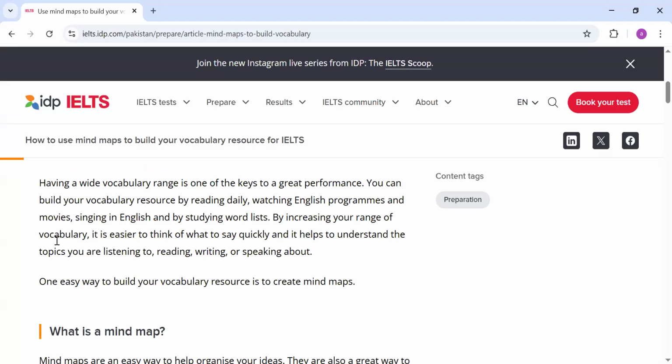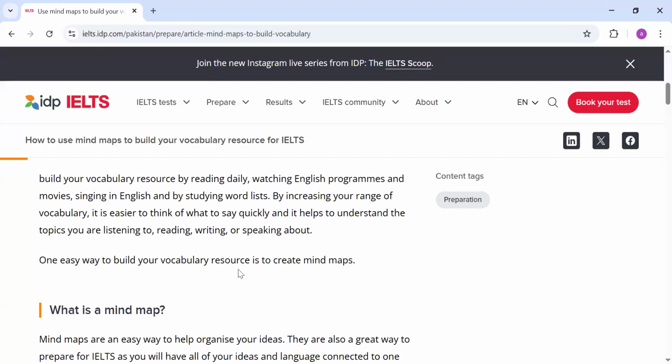By increasing your range of vocabulary, it is easier to think of words to say quickly, and it helps us to understand the topic you are listening to, reading, writing, or speaking about. Let's say you are going to talk about how you prepare one recipe, and you don't know the name and ingredients of that word in another language, then you will definitely become stuck while speaking, because you need to find the words translated into the foreign language, which is English, instead of your native language.